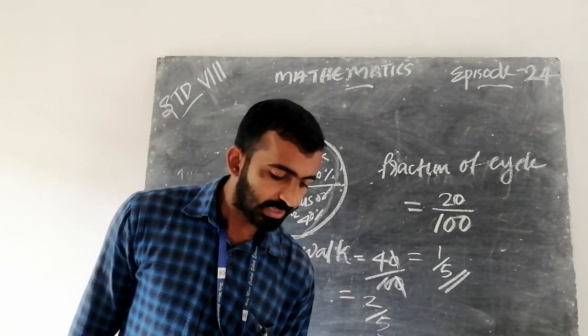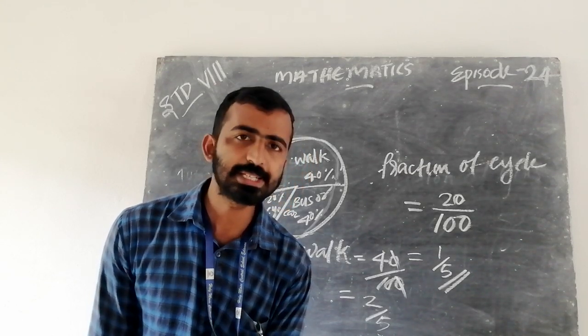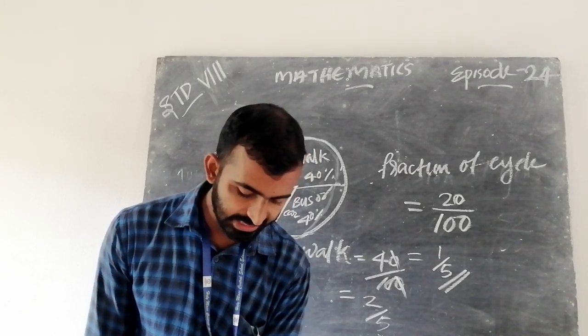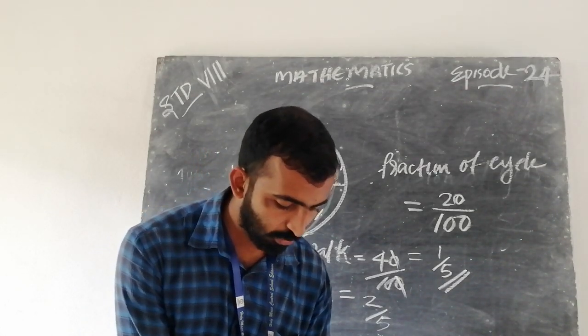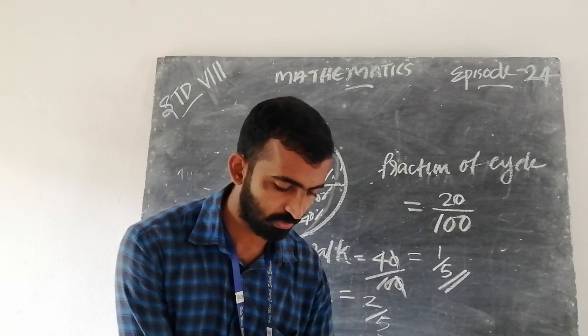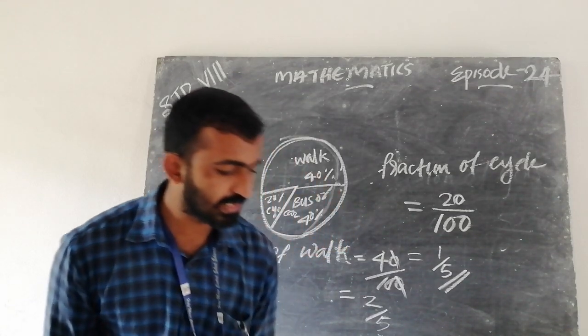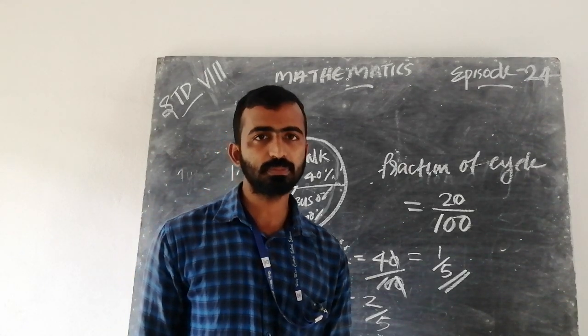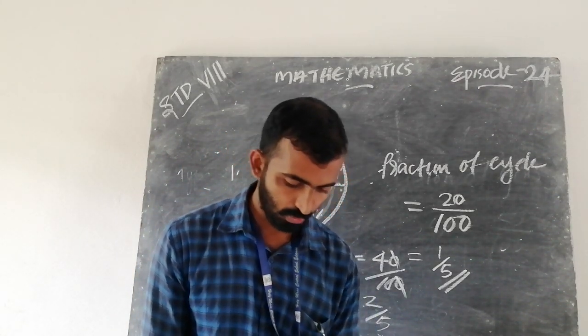And third one is for your homework. In your Try This, page number 78, question number 1, third is for your homework. And second question is also for your homework.